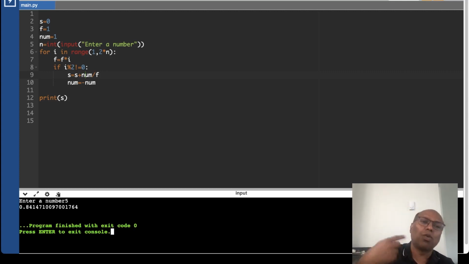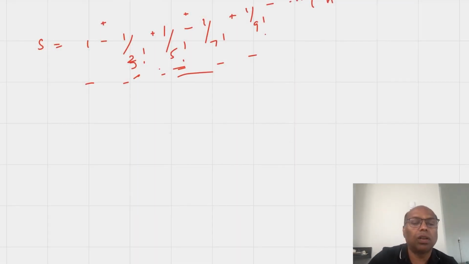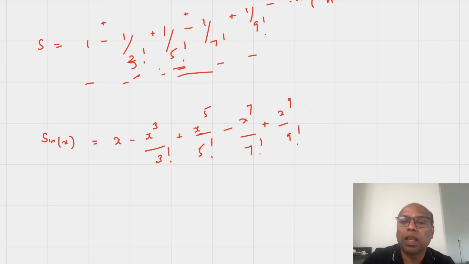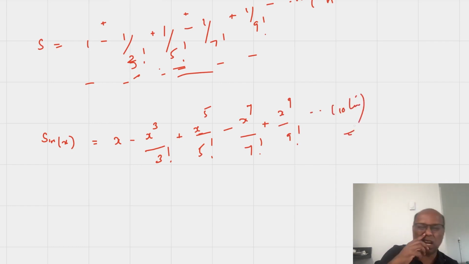Let's get a little deeper into this problem. Now I want to solve this problem. I don't know if you all know the sine of x is derived like this: x minus x raised to 3 upon 3 factorial, plus x raised to 5 upon 5 factorial, minus x raised to 7 upon 7 factorial, plus x raised to 9 upon 9 factorial. You need to add a maximum of 10 terms. 10 terms only.